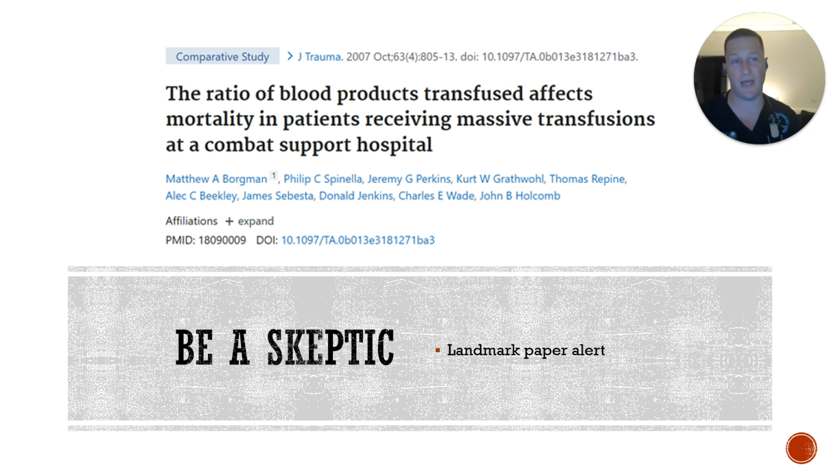So just massive benefit to this, and it changed how we resuscitate people forever, until the next landmark paper comes out that says we're doing it wrong. Try to get 1-to-1-to-1 as much as you can.